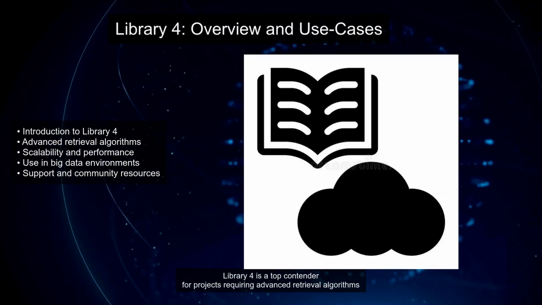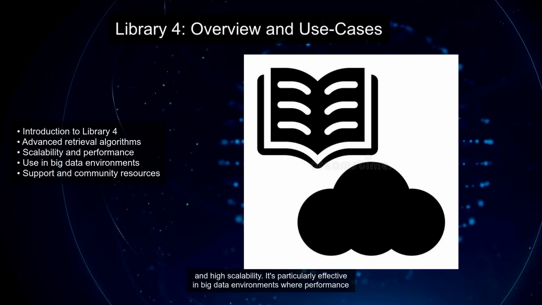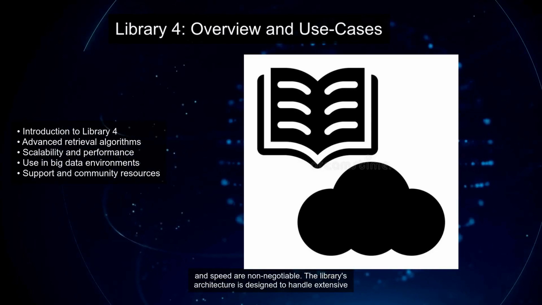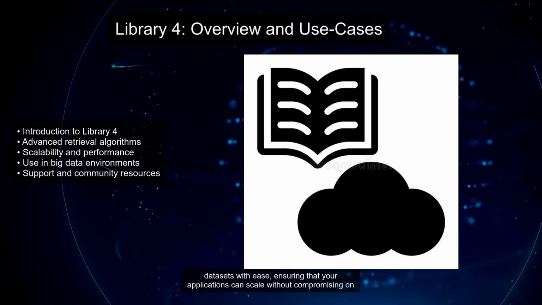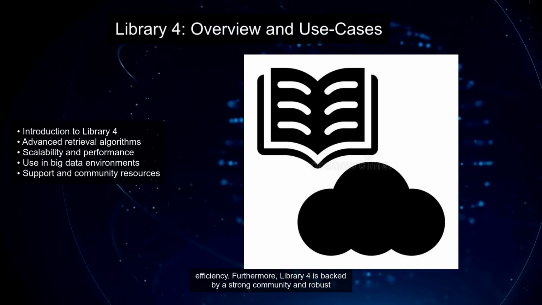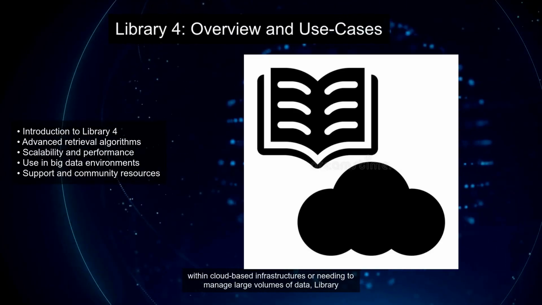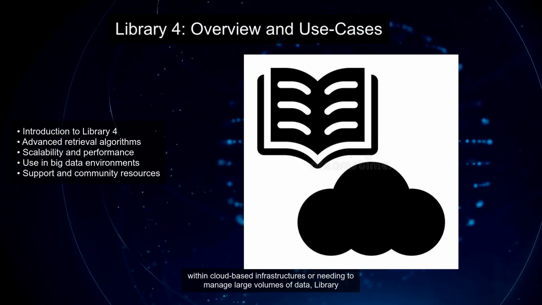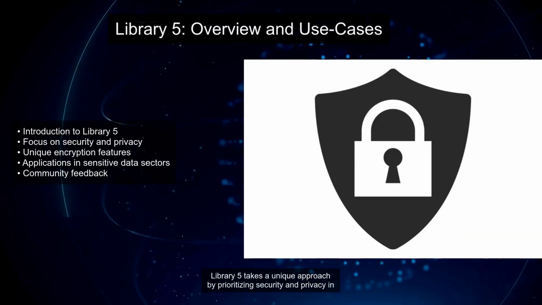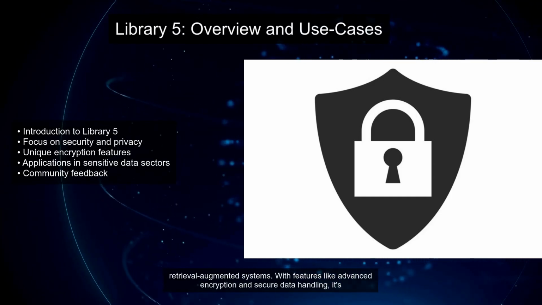Library 4 is a top contender for projects requiring advanced retrieval algorithms and high scalability. It's particularly effective in big data environments where performance and speed are non-negotiable. The library's architecture is designed to handle extensive datasets with ease, ensuring that your applications can scale without compromising on efficiency. Furthermore, Library 4 is backed by a strong community and robust support resources, making it easier to implement and troubleshoot. For developers working within cloud-based infrastructures or needing to manage large volumes of data, Library 4 provides an indispensable toolkit.